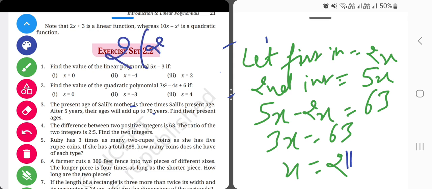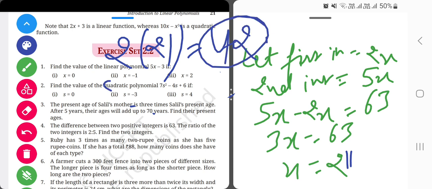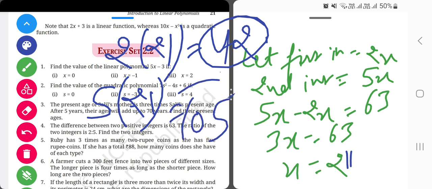2x, 2 multiplied by 21, that will become 42. And second is 5x, 5 multiplied by 21, that will become 105. If you subtract 42 from 105, you will get 63.